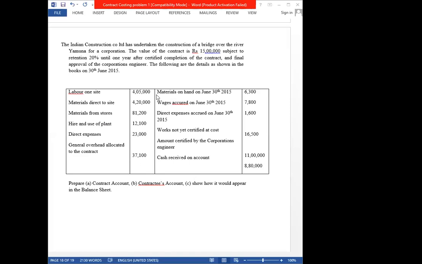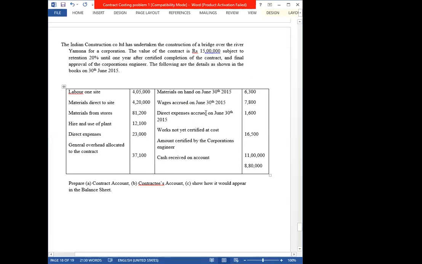The next item is material on hand. That is closing balance of the material. So the closing balance of the material will come in two places. One, it will appear in the contract account credit side. Another one, it will appear in the balance sheet asset side. Next, wages accrued. This is the outstanding wages. Okay, so outstanding wages will come in two places. One will come in the contract account debit side as outstanding expenses, and another one as a liability. It will come in the balance sheet liability side.